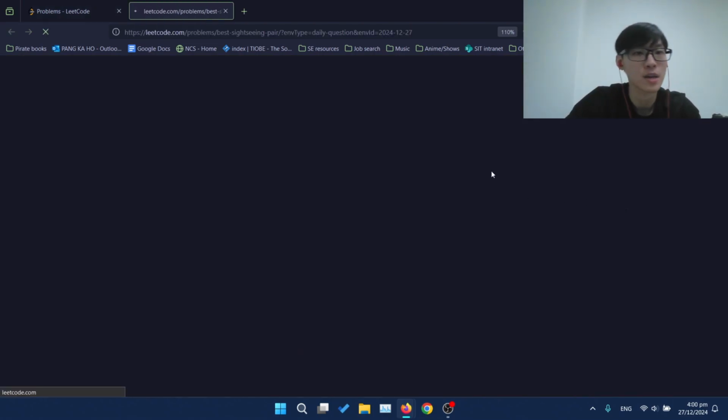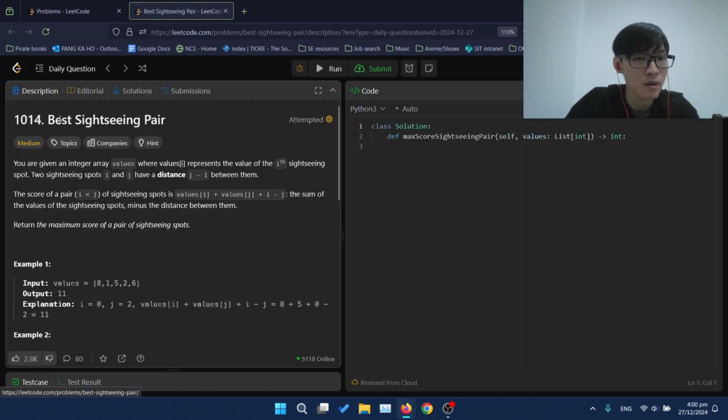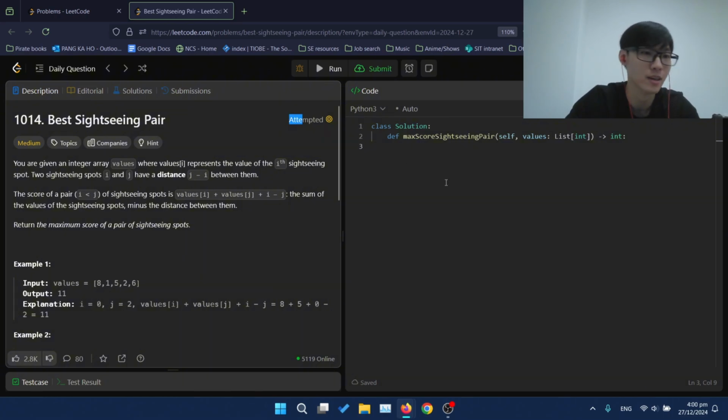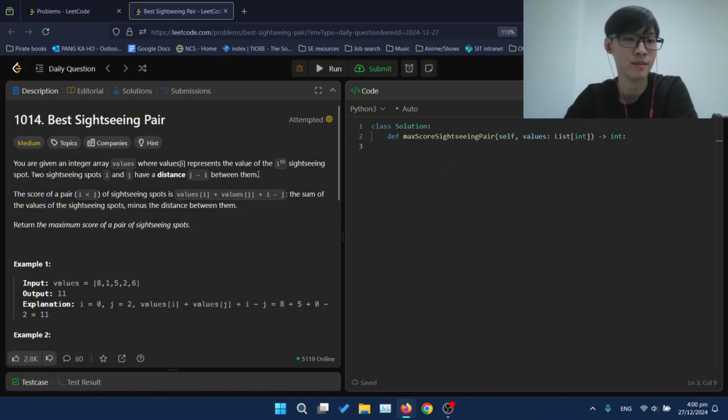So let's take a look at today's problem. Alright, LeetCode 1014, Best Sightseeing Pair. Oh, I've attempted this problem before, which means I got cooked by this problem in the past. So let's see if I can solve it this time around. Not sure, I don't recall reading the editorial for this one, but we'll see how it goes.